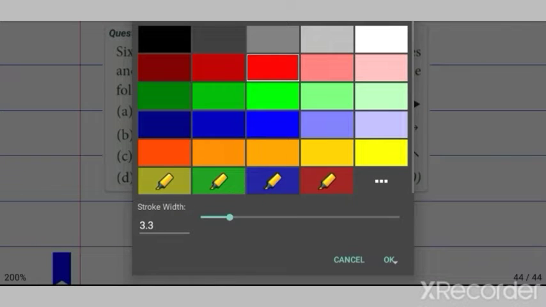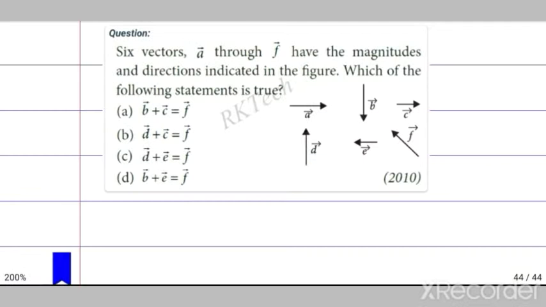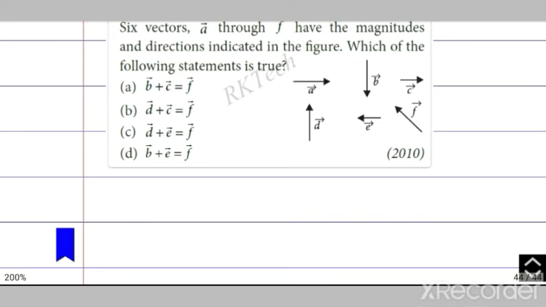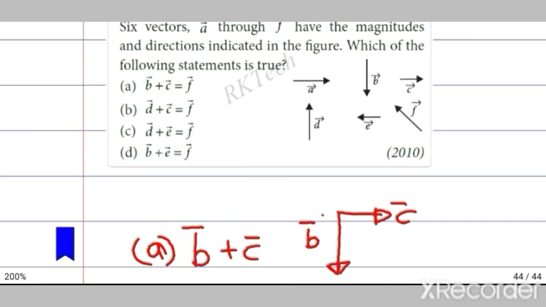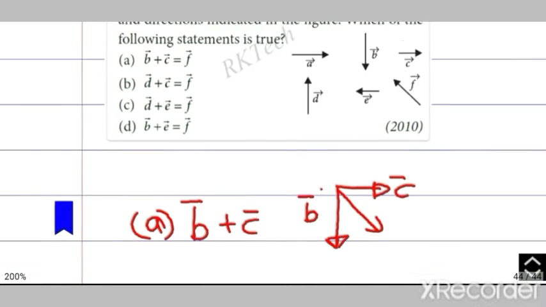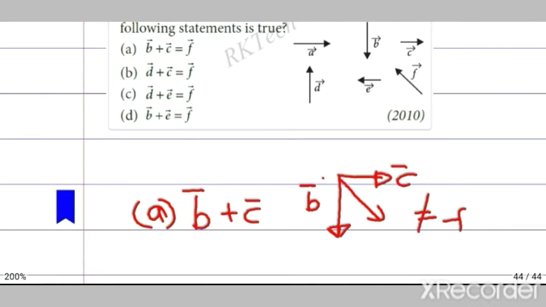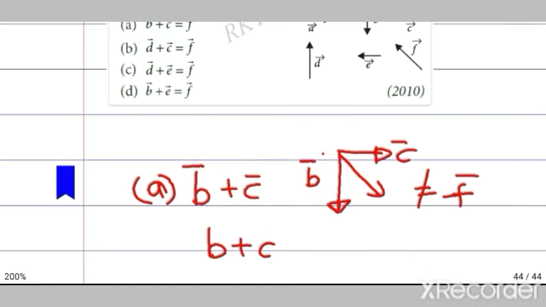So it's a very easy question if you have a basic understanding of vectors. So let's solve it. A, B plus C, let me draw the vectors. B plus C resultant is not equal to F.